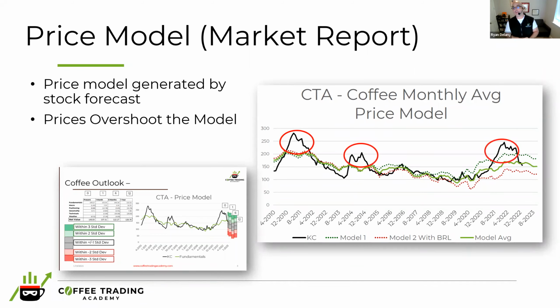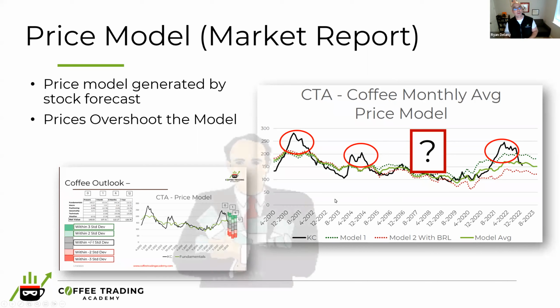Now, one thing I want to point your attention to here is that prices often overshoot this model. The green line here is our price model. The black line is the actual monthly average price of coffee. So sometimes this follows very closely. It tracks very nicely with our model, right? And the trend is generally the same. It's generally correct. When the model is projecting prices to increase, prices increase. When the model is projecting prices to decrease, prices decrease. But we get these big overshooting periods here.